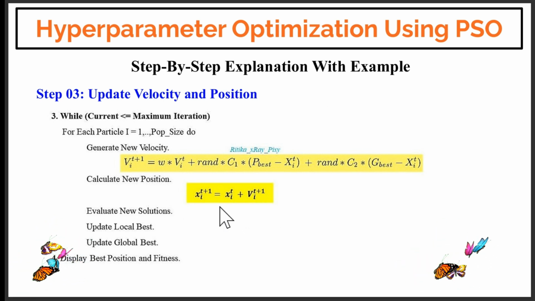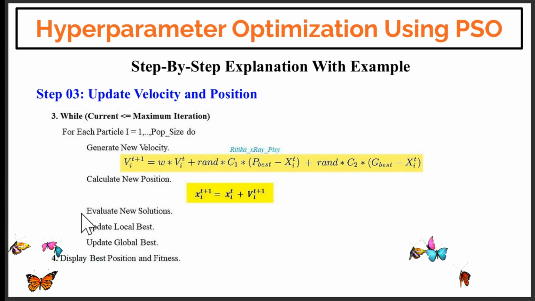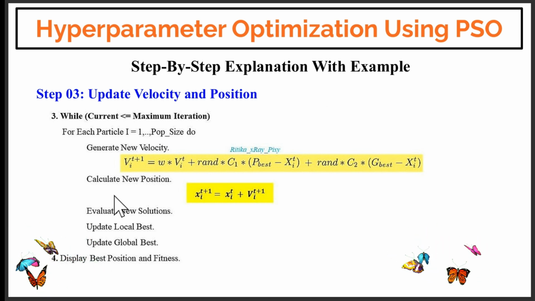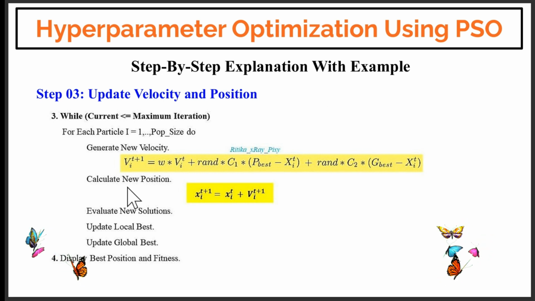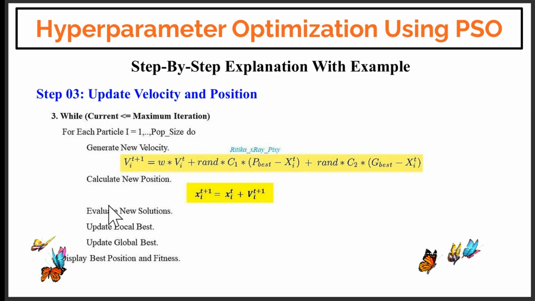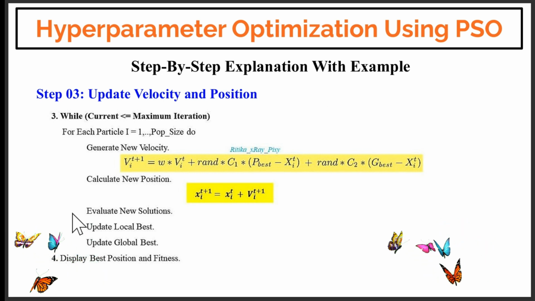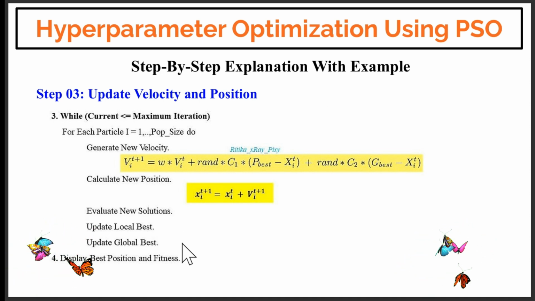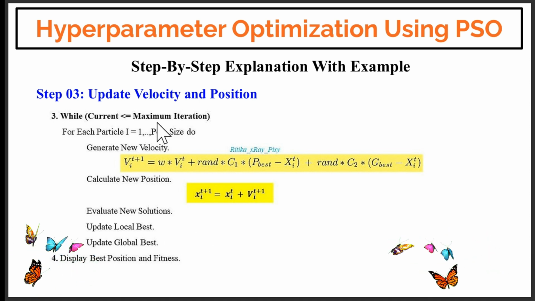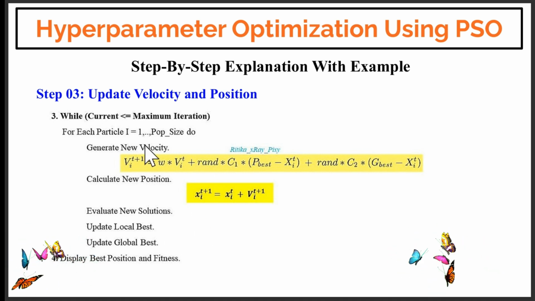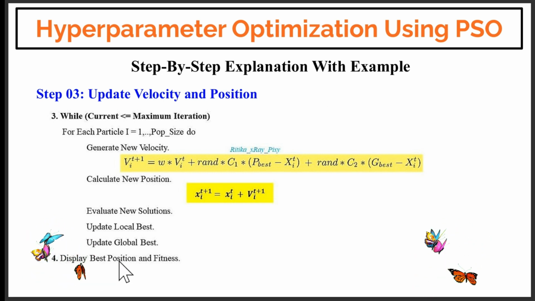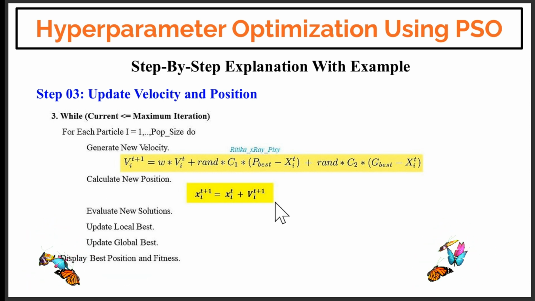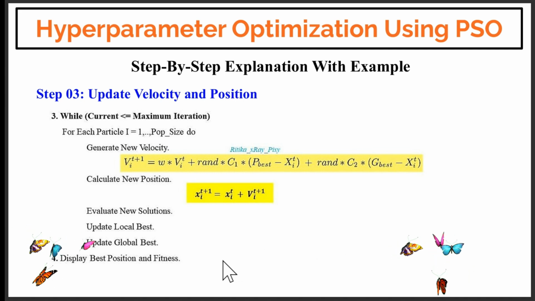Now we got the new position, so we will evaluate it again using the objective function. We will check the solution fitness. We will check whether the new solution is within the boundary or not. After that, we will update the local and the global best. Repeat until the current iteration is less than or equal to the maximum iteration. When the stopping condition is satisfied, we will stop and display the best solution, that is here, the best hyperparameters.